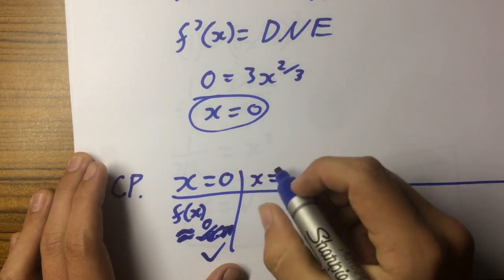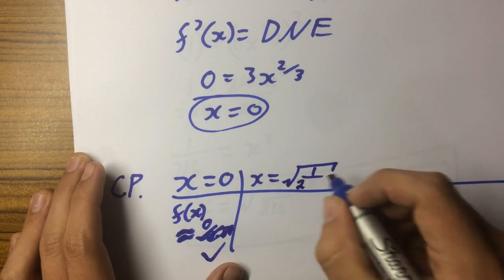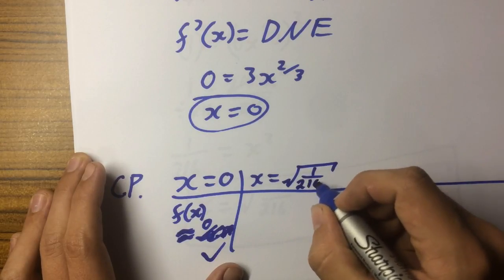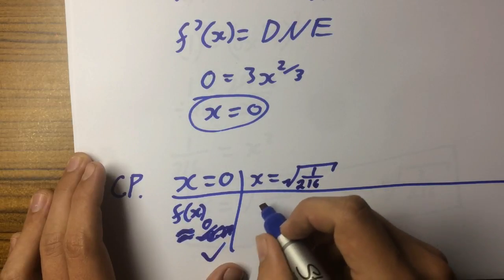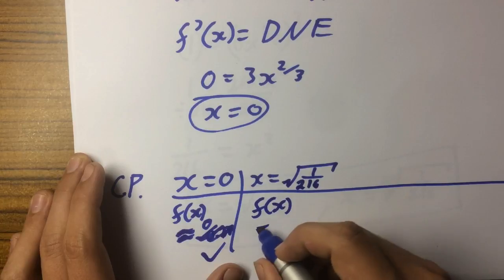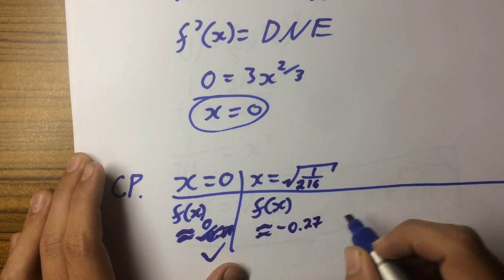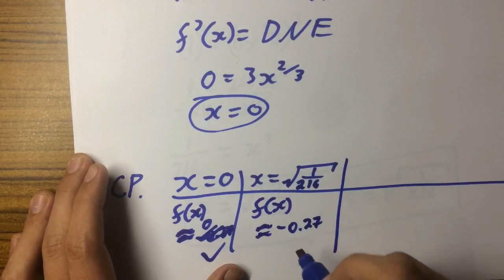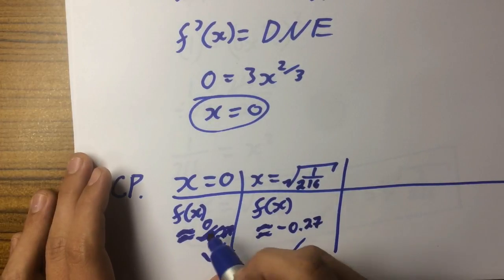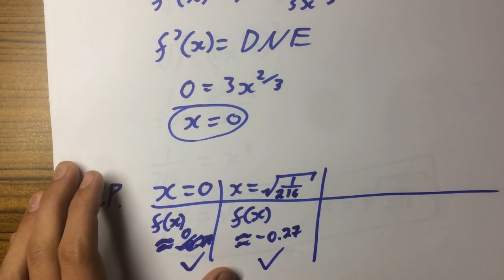Anyway, when x equals the square root of 1 over 216, if we sub that into the function, the function equals around -0.27. That's a tick. That means it's within the domain, so both of these so far are critical points as well as critical numbers.